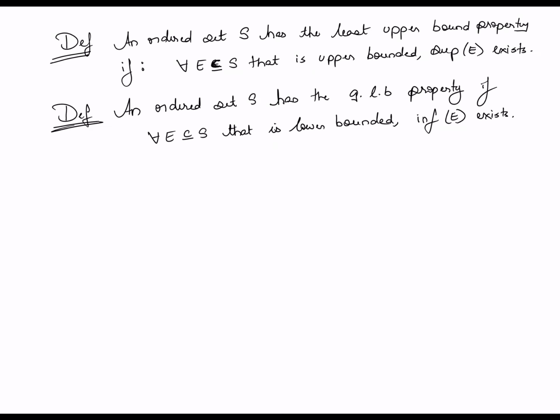So with all of this said, now we can go back and take an example with respect to the rationals. Now at this point, you need to be able to recall the examples that we did in the first video. Those examples in fact show that the ordered set Q, with the standard ordering, does not have either property.